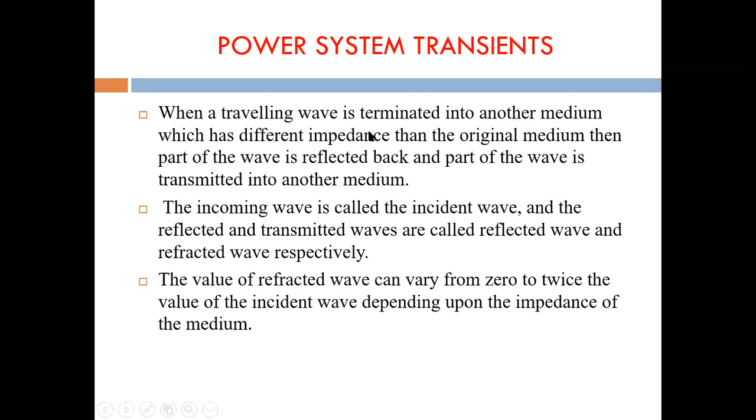When the traveling wave is transmitted from one medium to another medium which has a different impedance, that means the first medium has some impedance and the wave shifts to another medium having a different impedance. Then part of the wave is reflected back to the original medium, and part of the wave is transmitted into the other medium.